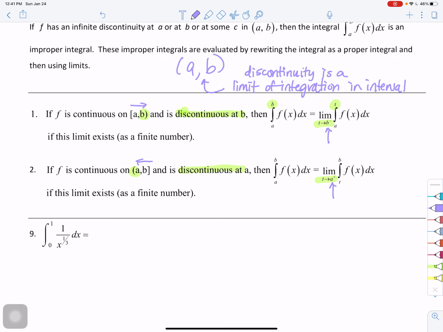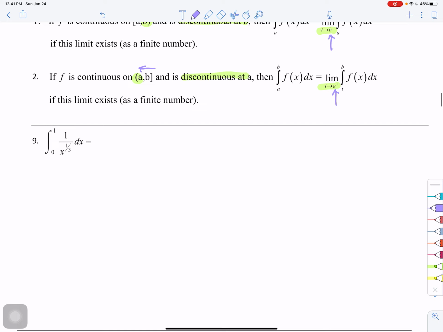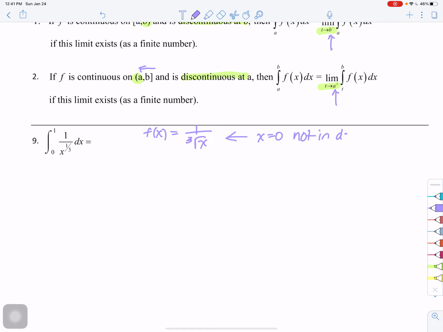So let's give this a try. As you can see, we have this function f of x is equal to 1 over the cube root of x. And as you can see, x equal to 0 is not in the domain of f. And we're not going to write this every time. So we have a discontinuity at 0. It's not continuous there. And 0 is a limit of integration. So yes, you're going to have to recognize when this happens. So what are we going to do?